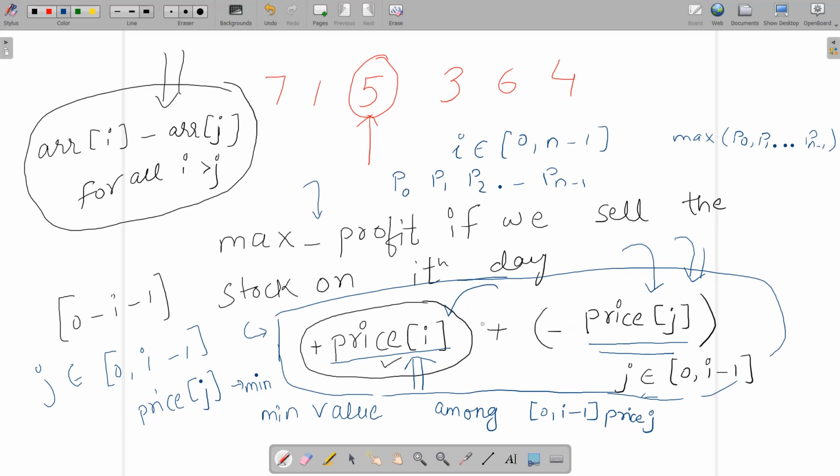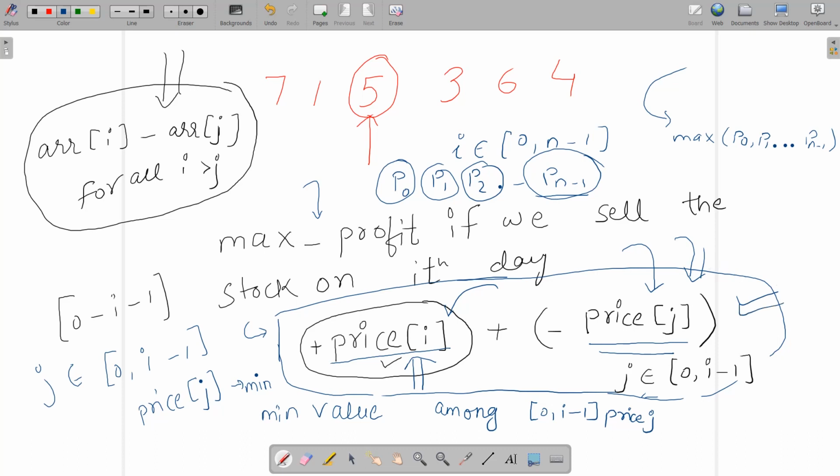Similarly, we need to find out the maximum profit for all the days, like P0, P1, P2 up to Pn minus 1. And if we are able to do that, our answer would be the maximum of these, because we can sell the stock on any of the days from i equal to 0 to i equal to n minus 1. So this is the main equation that you need to focus on.